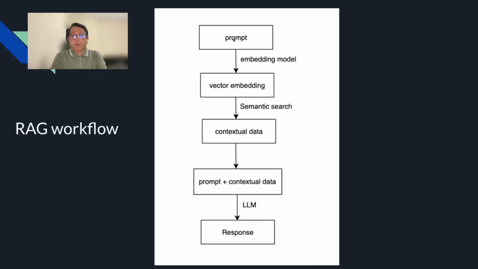The whole RAG workflow will look like this now. The user's query or prompt will be converted into vector embedding using some embedding model. Using that vector embedding, we'll do a semantic search against the vector database that we already populated in the ingestion phase. The result of the query will be our contextual data here. Then we'll pass the prompt and the contextual data to LLM to generate the response or answer.